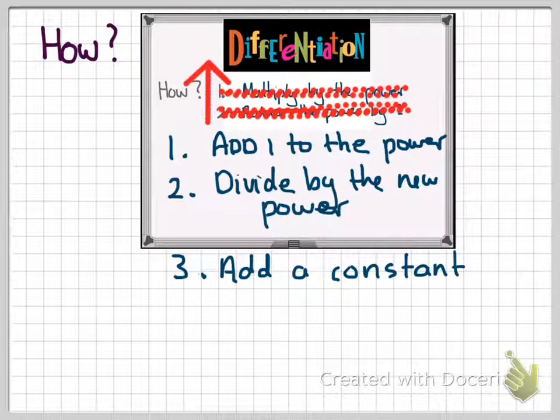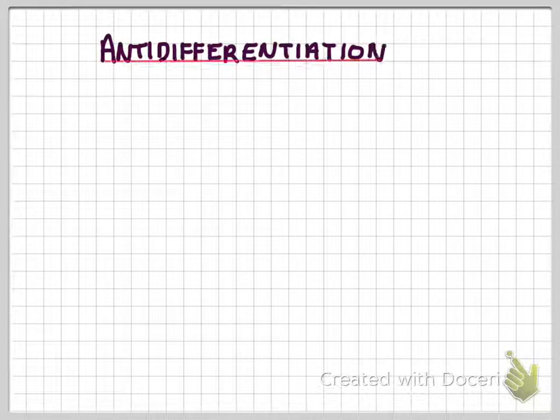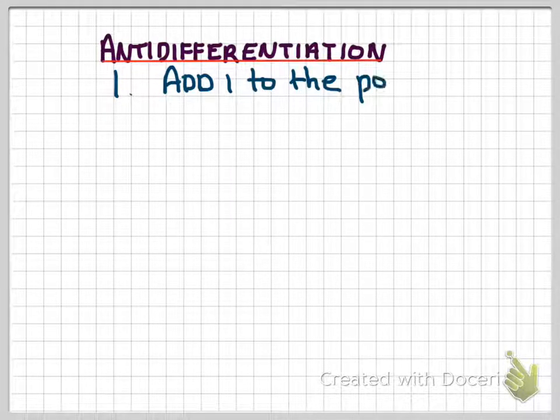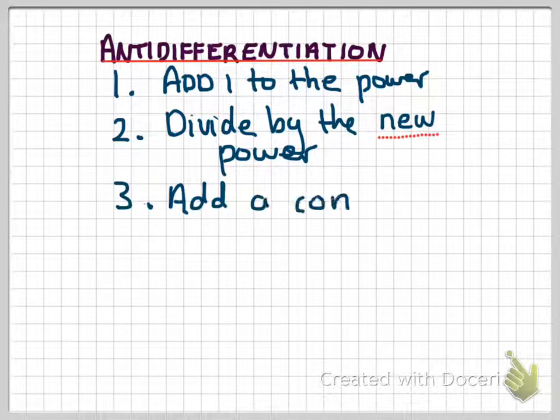That's because when we differentiate, a number is lost. A constant goes to 0. We don't know what it is, so we just say it is C. So antidifferentiation: add 1 to the power, divide by the new power, add a constant.